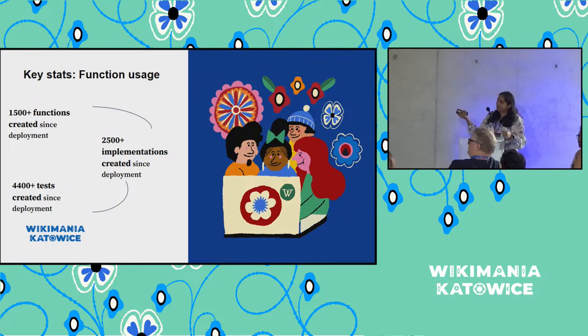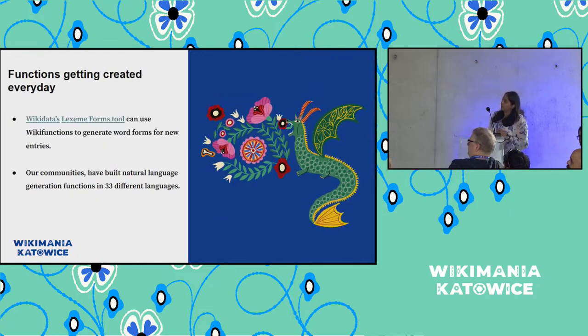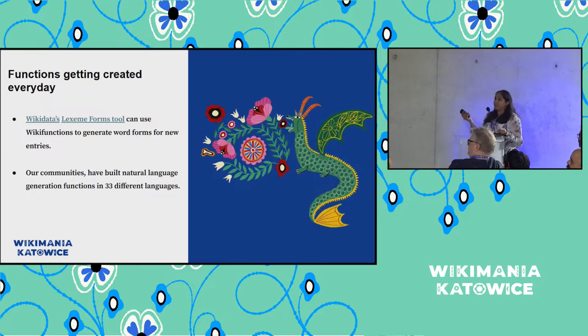This is the function statistics we have, and the best part is we crossed 1,500 this week, in the Wikimania week. And we have more than 2,500 implementations and 4,400 and more tests to go with them. And functions are getting created everywhere.